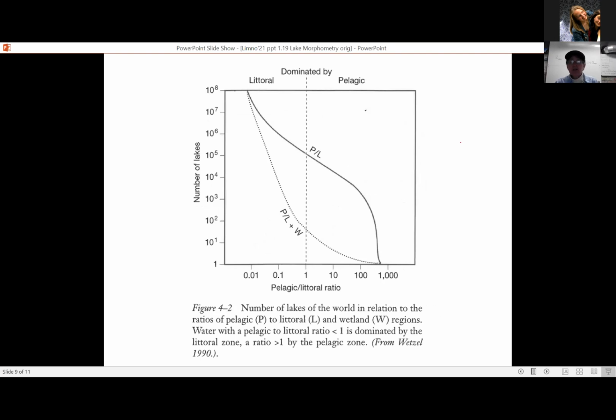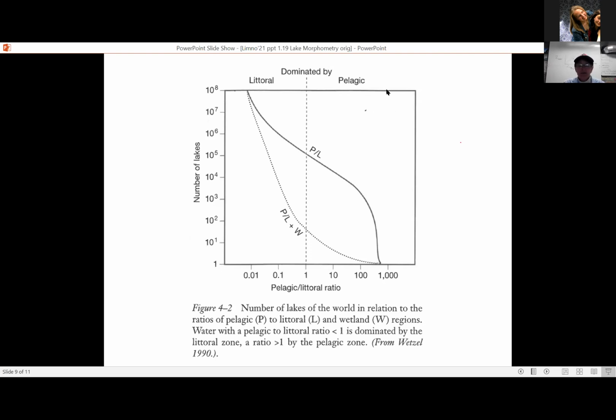What about the ratio of pelagic to littoral zone, which is a different way of looking at the percent littoral zone? If a lake has a lot of littoral zone, the ratio of pelagic to littoral is going to be a really small number. It's going to be dominated by littoral zone. If most of the lake is open water, if most of the lake is deep water, then it's going to be over here on the right, dominated by pelagic.